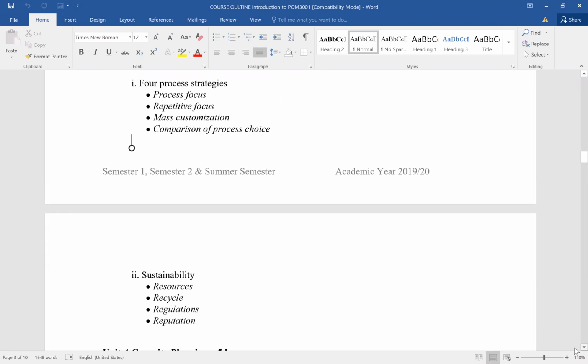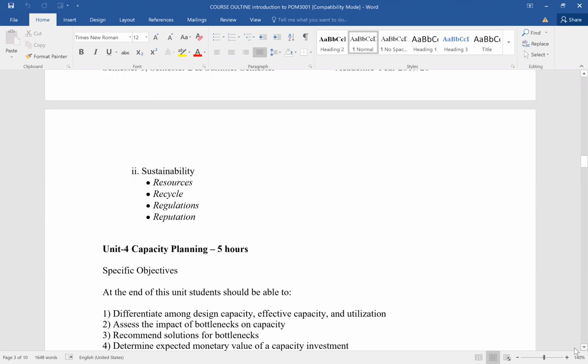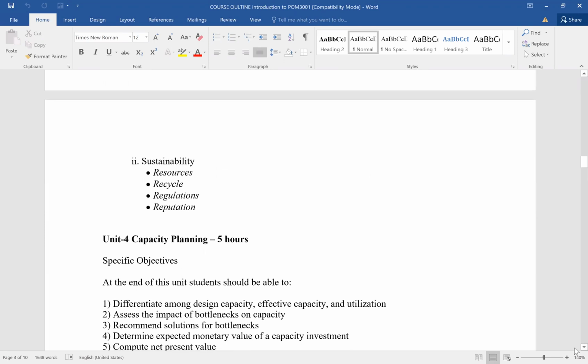How does reputation affect your sustainability, right? How does recycling affect your sustainability? How do regulations, government regulations, affect the sustainability of your company? And how do the resources affect the sustainability of your company?